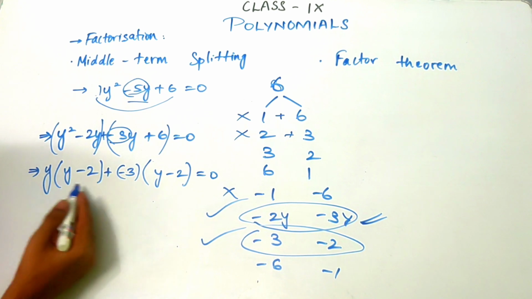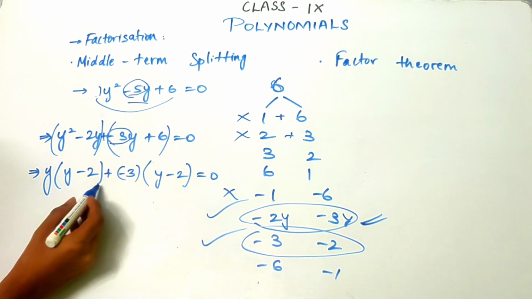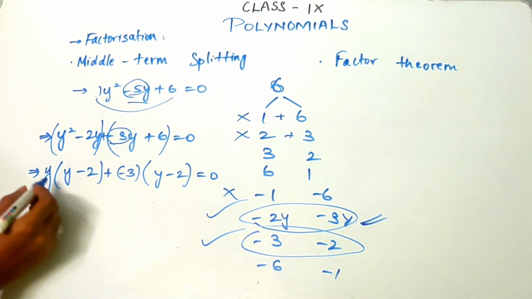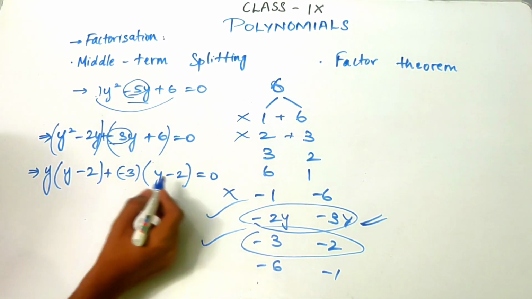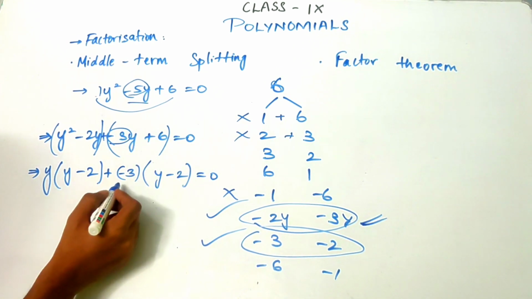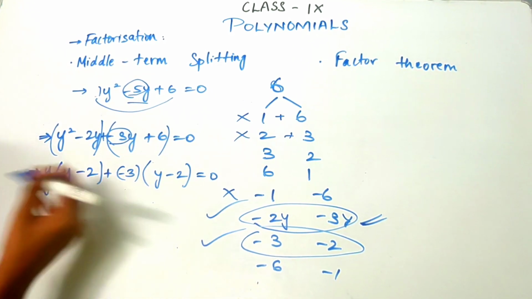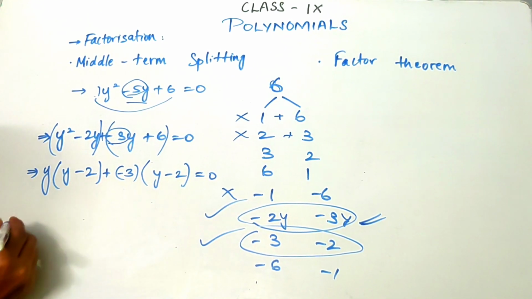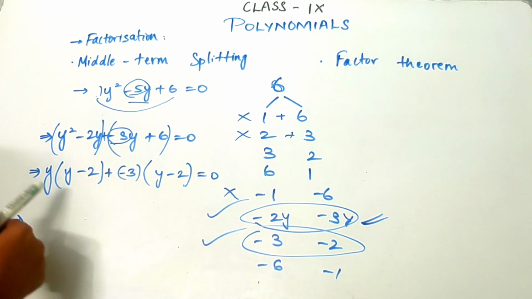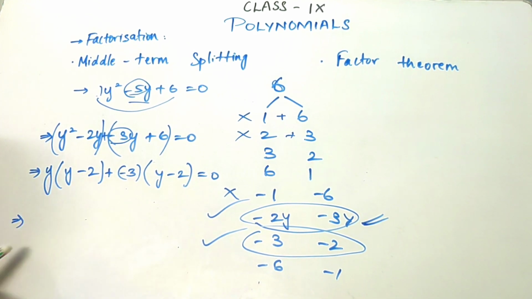Now when you try and multiply it, you can check it. So y square minus 2y, when you try multiplying y with this, you can get the same. And when you try multiplying minus 3y plus 6, because minus 3 times minus 2 is plus 6, right? So again when you multiply, you get the same thing. So now what is the next step? We have taken the common outside, we have this term over here. Now what do we do next?